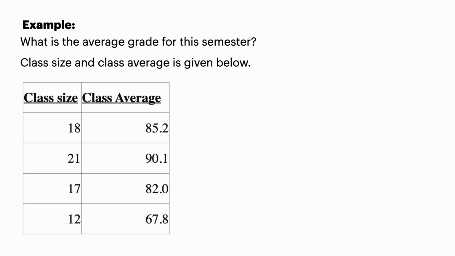Here we have another idea of grades, but this is class size versus the class average. So we have a class of 18 students, a class of 21 students, a class of 17 students, a class of 12 students, and we see their averages there.